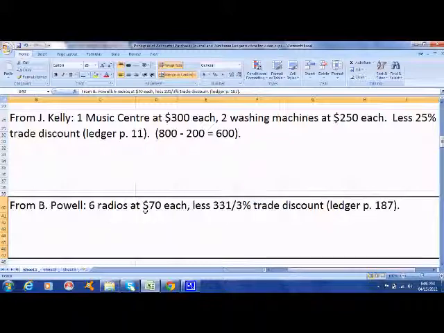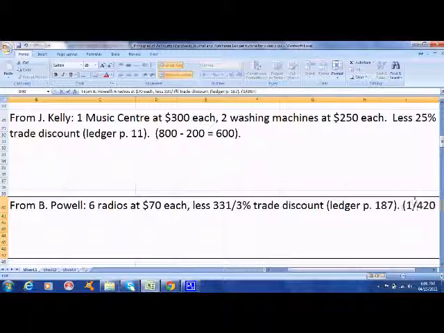6 radios at $70. So you're going to multiply 6 times 70, which gives you 420. 6 times 70 is 420, right? So that is 420. Now you're going to find 1/3 of 420. 1 divided by 3 times 420 equal to, that is 140.